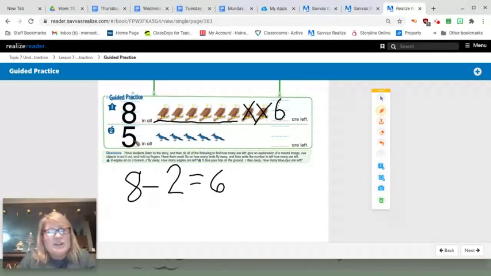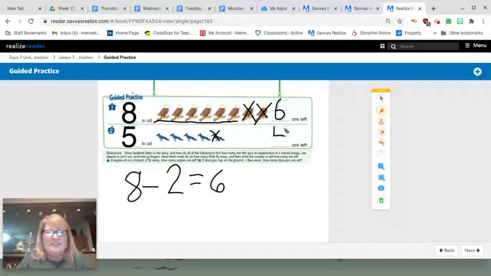Here we go. We're going to start with 5, and then we're going to ask how many are left. It says here, 5 blue jays hop on the ground. 1 flies away. How many blue jays are left? I think you already know how many we're going to cross off. We started with 5, and then we cross off 1. 1, 2, 3, 4, 5. How many are we crossing off? Just 1. He flies away. And how many are left? 1, 2, 3, 4. 4 are left.